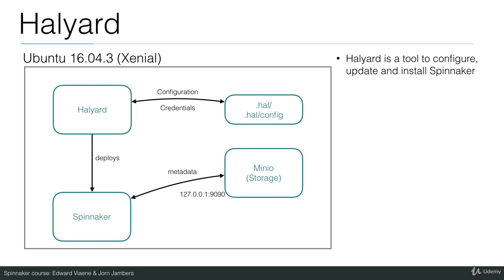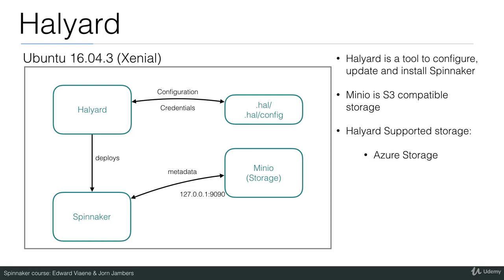Finally, when everything is configured correctly, Hollyart builds up a configuration file for your settings. When you install Spinnaker using Hollyart, the command is hal deploy apply. Hollyart is going to read this config file and deploy Spinnaker accordingly. In this lab we'll be using Minio. Minio is an S3 compatible storage. But Hollyart also supports other storage systems, like Azure Storage, Google Cloud Storage, Redis, AWS S3, and of course Minio.